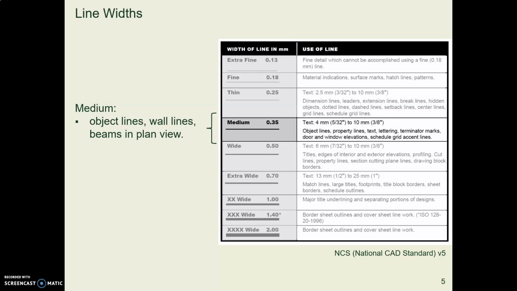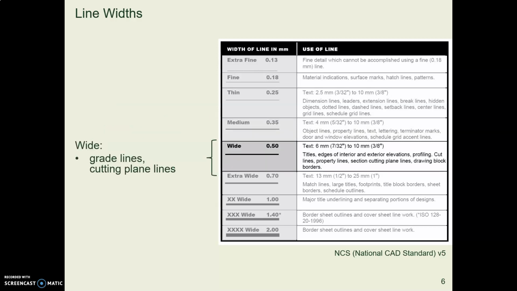Object lines are what we think of as medium, and this would be something like a wall in a floor plan or the side of a stem wall in a foundation, that sort of thing. Then the wide lines, or you can call them thick, you'll find if you're showing a section or an elevation and you want to show the grade, the slope of the soil around the building, you'll use one of these thick lines. Or if you're making a cutting plane line, you'll use one of these thick lines.